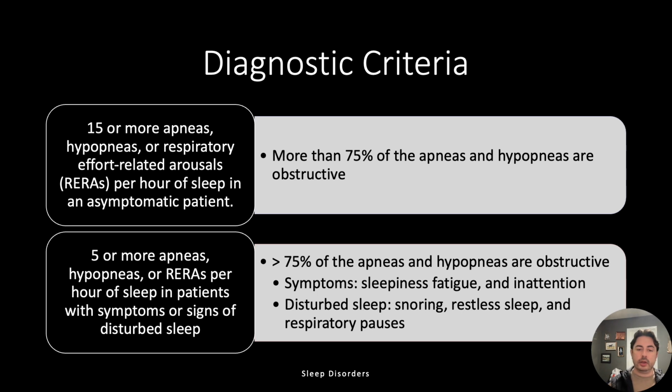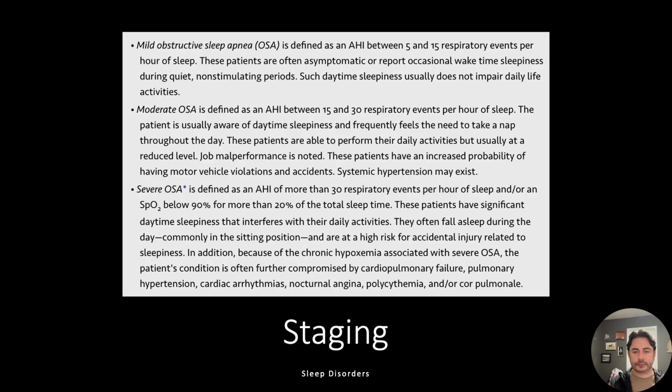So we can look at 2 different criteria when it comes to whether my patient is symptomatic or asymptomatic. If you're asymptomatic, you have to have 15 or more events, and 75% of those have to be obstructive in nature. When we have a symptomatic patient, you have to have 5 or more events, and those need to be more than 75% obstructive to get the full diagnosis of OSA.